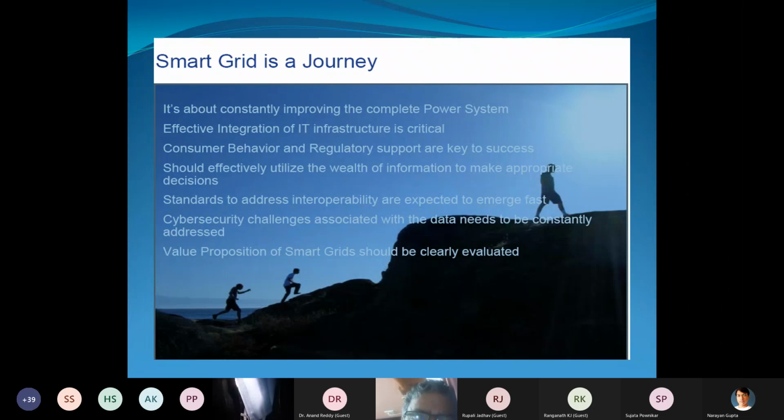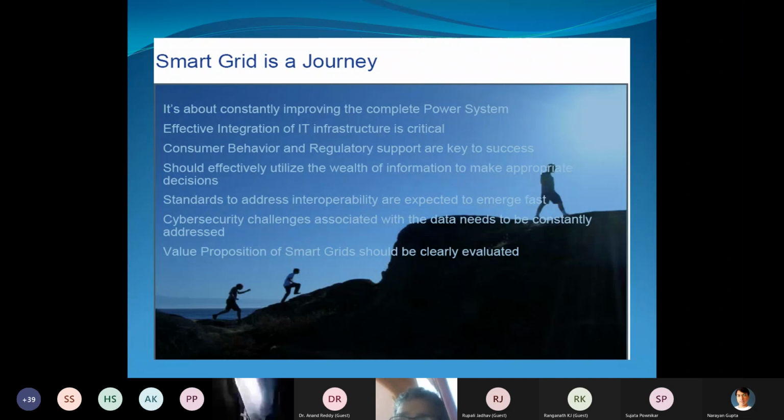Effective integration of IT infrastructure is very critical. Consumer behavior and regulatory support are key to success. See, Central Regulatory Commission, one of my students has now gone, Dr. Atul Kumar. So you can contact him and see what are the latest regulatory rules. And then you can also join Regulatory Commission.